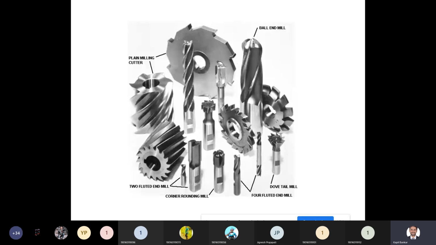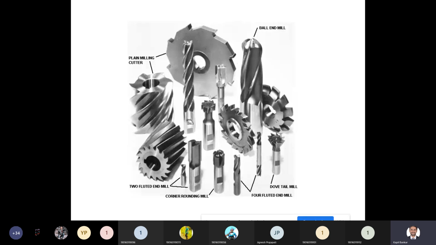and this type of cutter is known as arbor cutter. Okay, so on the periphery there are different cutting points. So a number of cutting points are there. That's why it is called multi-point cutter. And on the center side there is a hole. So with the help of this hole, this cutter can be fitted on the arbor. That's why it is known as arbor cutter.